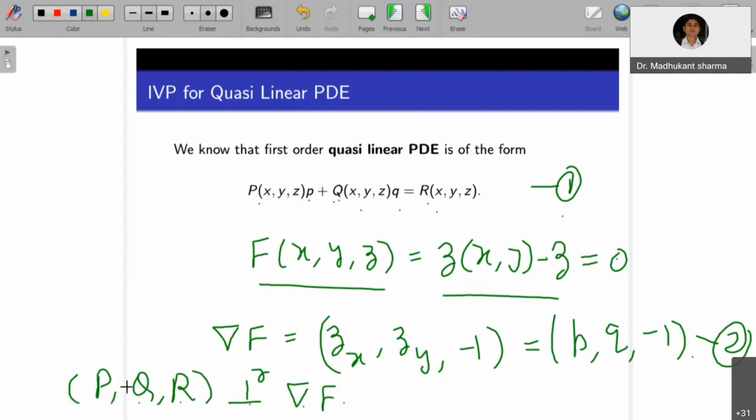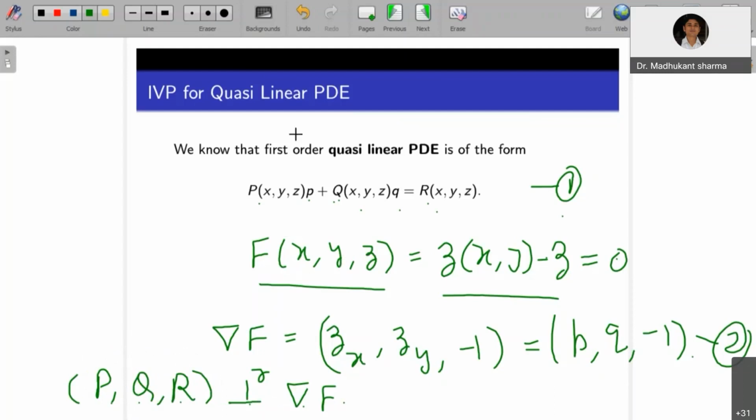Okay, so this PQR will lie in the tangent plane to the surface. This will also identify the direction, to which we will give the name characteristic directions. And we will also identify a name for characteristic curve, which we further call a solution curve.